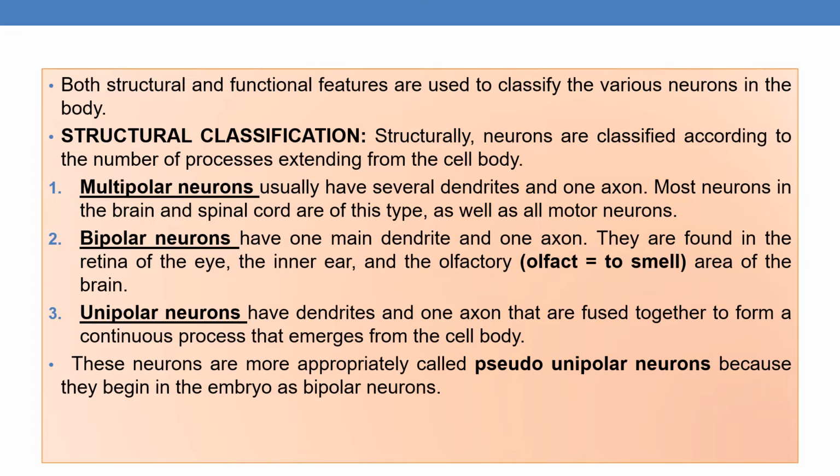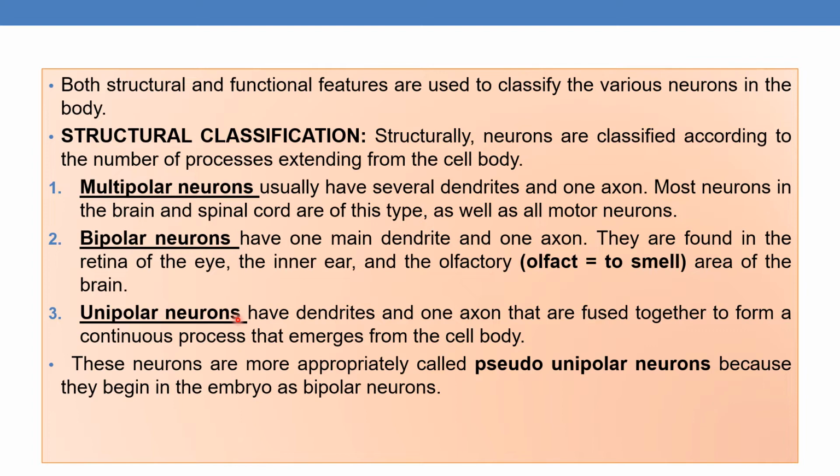Coming to the structural classification, neurons are classified according to the number of processes extending from the cell body. They can be unipolar, bipolar and multipolar. Unipolar means it has only one process. Bipolar means two processes are there. Multipolar means many processes are there.